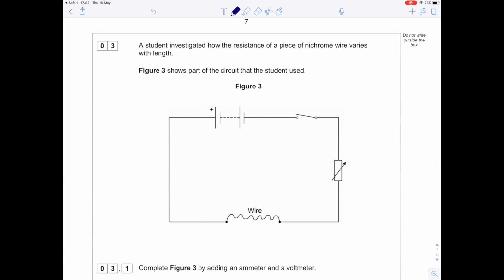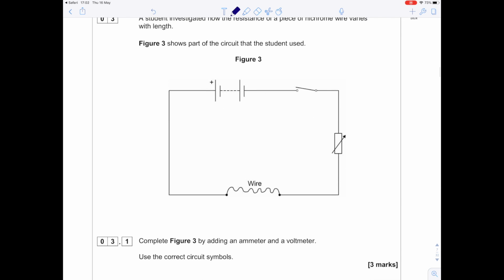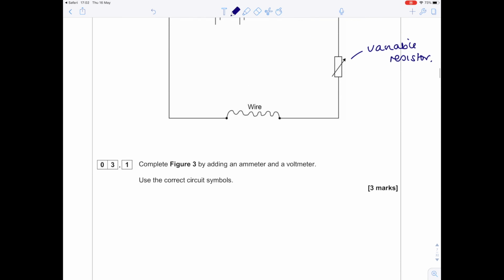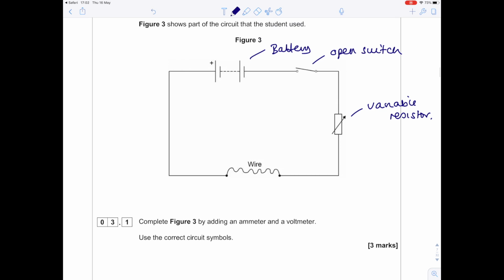Question 3. A student investigates how the resistance of a piece of nichrome wire varies with length. Figure 3 shows part of the circuit that the student used. So this is our battery. We've got an open switch here. This is a variable resistor. And then we've got the wire beneath. Complete figure 3 by adding an ammeter and voltmeter. Use the correct circuit symbols.